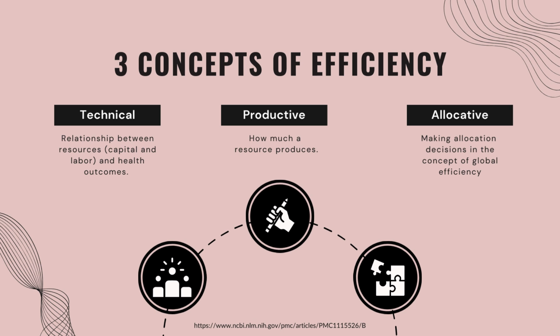This is where we look at the bigger picture. It's not just about how well we use resources to produce health outcomes. It's also about how well we distribute these outcomes across the community. In summary, technical efficiency focuses on using what we have in the best possible way. Productive efficiency is about picking the best combination of resources for the most benefit. And allocative efficiency is about balancing healthcare programs to boost overall health.